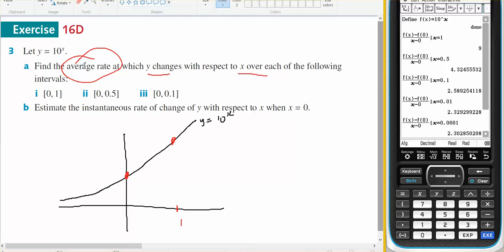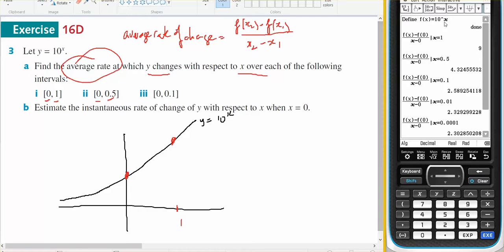So average rate of change is going to be f of x2 minus f of x1, divided by x2 minus x1. And if I'm going from 0 to 1, I'm going to make that f of 1 minus f of 0 over 1 minus 0. And if I'm going from 0 to 0.5, it will be f of 0.5 minus f of 0 over 0.5 minus 0.